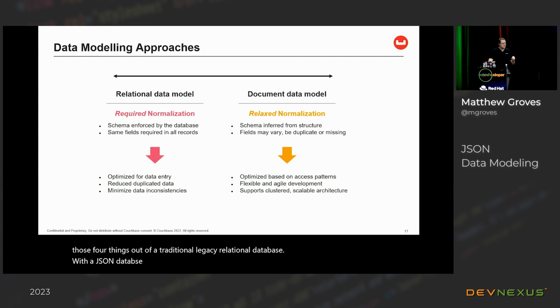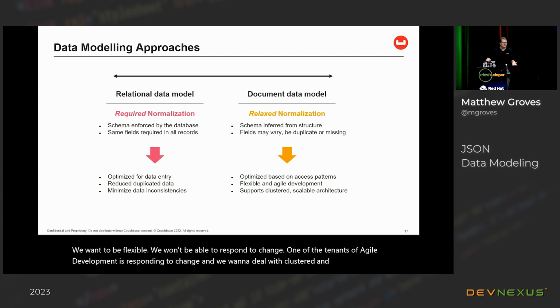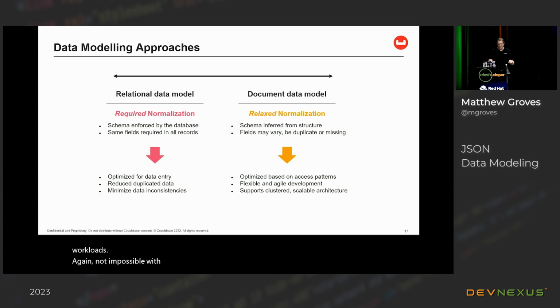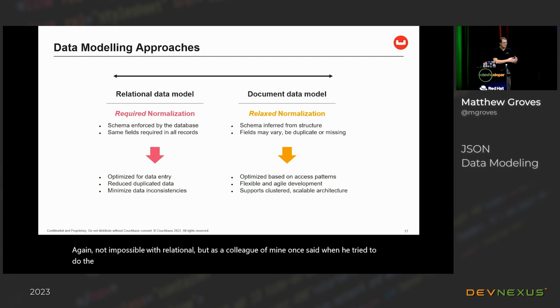With a JSON database, you can still have normalization if you choose, but it's a relaxed normalization. It's not enforced by the database. It's enforced by the application and database together, working as a cohesive unit. So what we want to accomplish then with modeling is to optimize the modeling based on the access patterns. So how are we reading and writing our data? Not necessarily third normal form, prescriptive relational modeling. We want to be flexible. We want to be able to respond to change. One of the tenets of agile development is responding to change. And we want to deal with clustered and scalable databases and systems so that we can, again, respond to increased demand, increased workloads. Again, not impossible with relational, but as a colleague of mine once said, when he tried to do this with a relational database, I'm not going to name the database, but he said basically, I hate my life when I do that sort of thing.